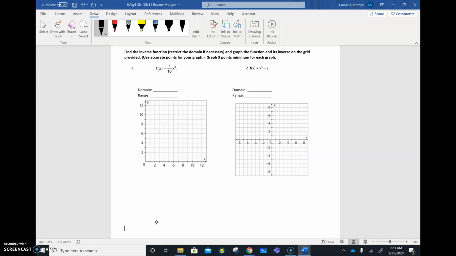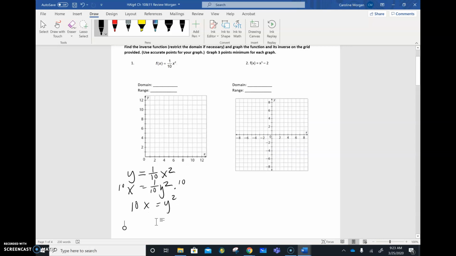Right? So if I want to find the inverse function, my first step is replace f of x with y. My second step is switch x and y. My third step is solve for y. So notice I'm going to multiply by 10, so I get 10x equals y squared. Now, I'm going to run into an issue here.